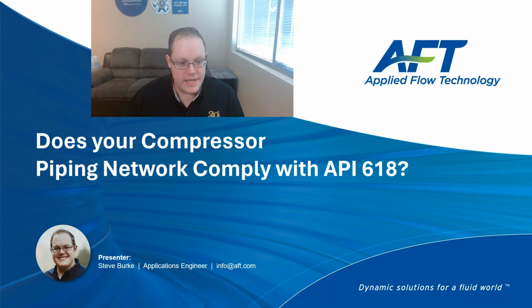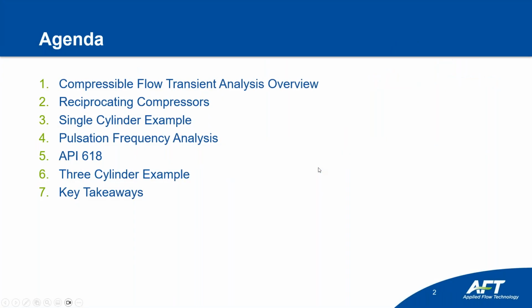And today I'm presenting, does your compressor piping network comply with API 618? We're going to be going over compressible transient flow, reciprocating compressors in xStream. We'll be doing a single cylinder compressor example, going over the Pulsation Frequency Analysis module, API 618, a 3-cylinder example in series and parallel, and some key takeaways.